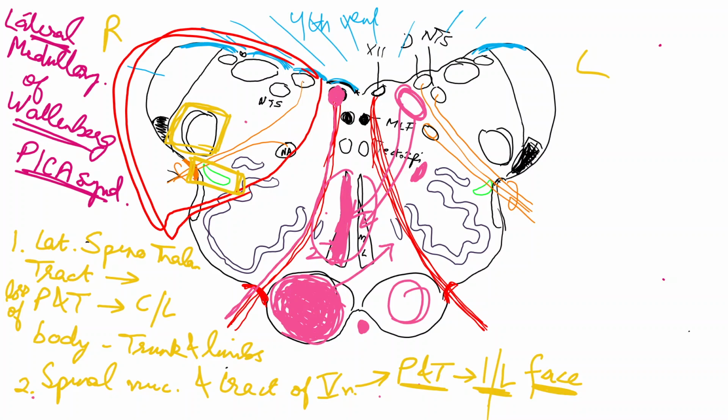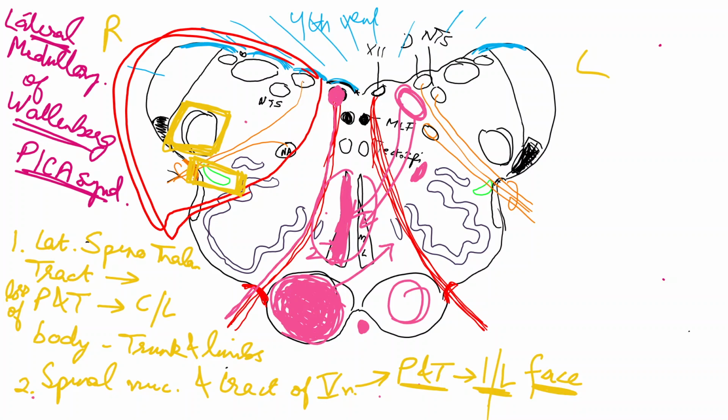But because of involvement of the right spinal nucleus and spinal tract of trigeminal nerve, the patient will be unable to feel pain and temperature sensations on his right half of face only. So left half of trunk and the left upper and lower limbs, but right half of the face, when the lateral medullary syndrome is affecting the right half of the brainstem. Basically, by the spinothalamic tract, the contralateral half of body will face the loss of pain and temperature sensation, but not ipsilateral half of body, ipsilateral half of face.